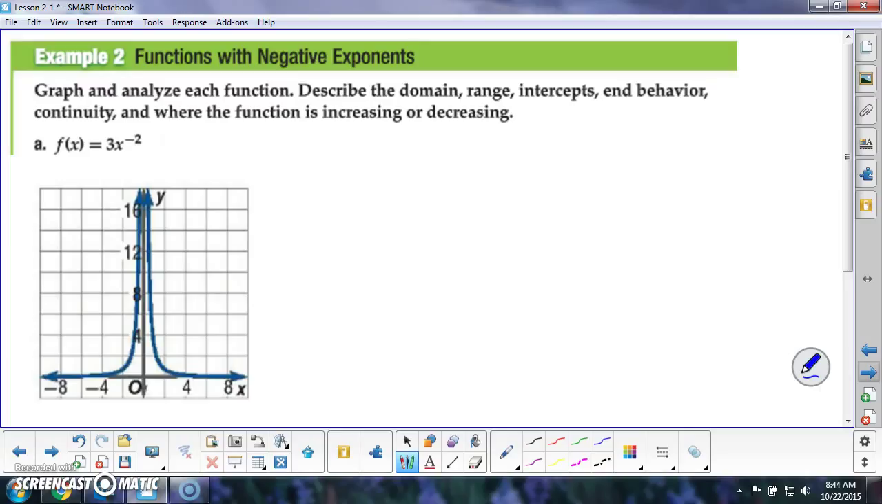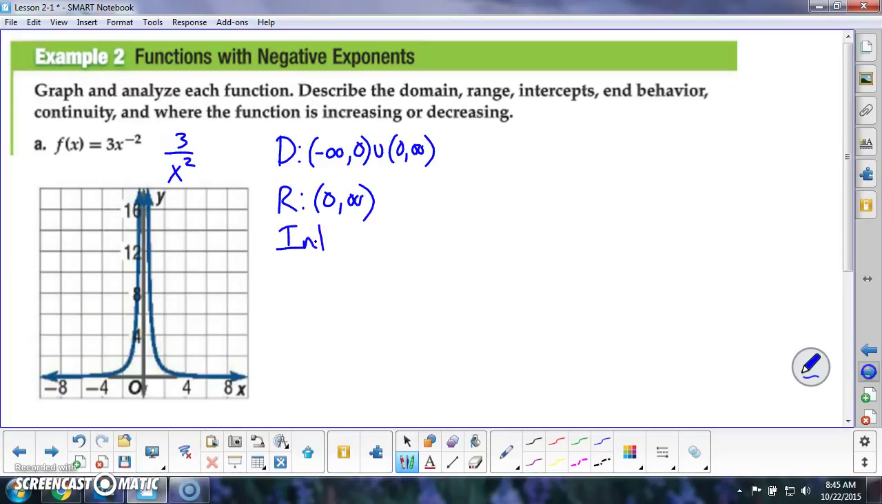Okay? So if we talk about all the characteristics, the domain on this is going to be all numbers except for 0. Why is that? Because really x to the negative 2 is the same thing as x squared on the bottom of a fraction. The 3 would stay on top, so when you look at it this way, you can tell that you can't put 0 into this function because you can't divide by 0. So there's the domain. The range, as you can see, it always stays above the x-axis. So we'll say 0 to infinity. That's greater than or equal to 0.